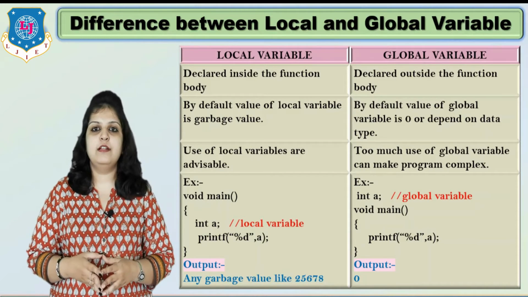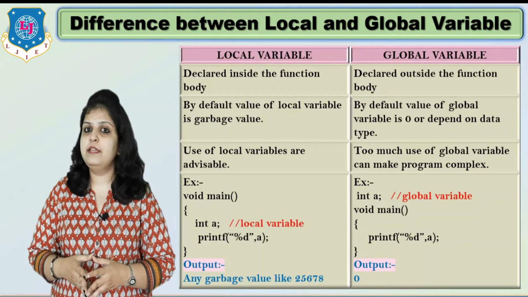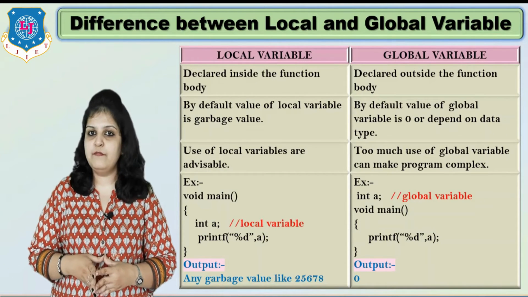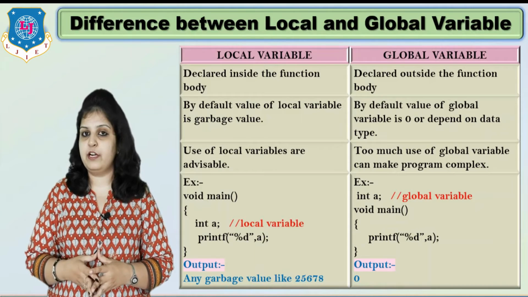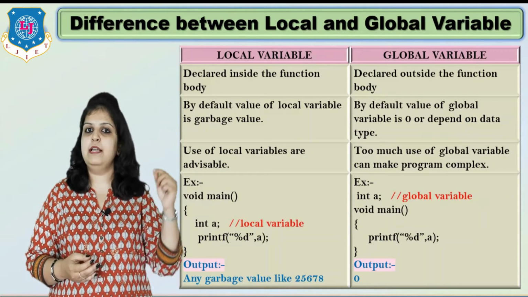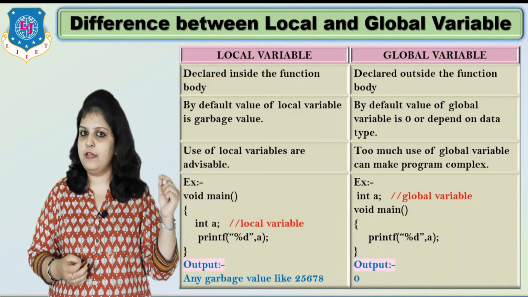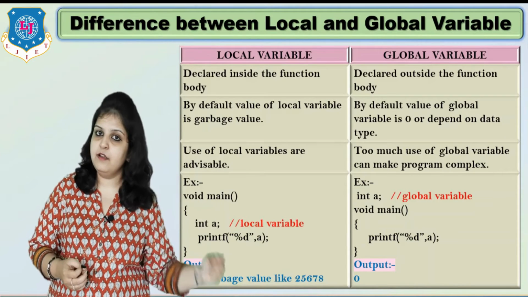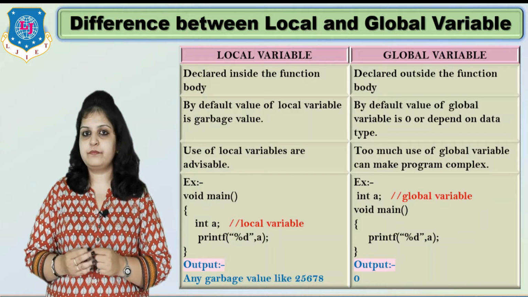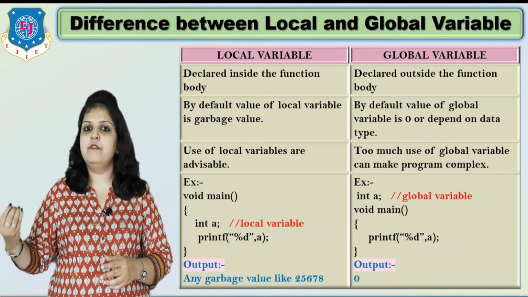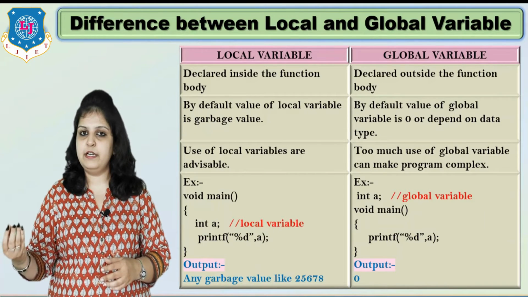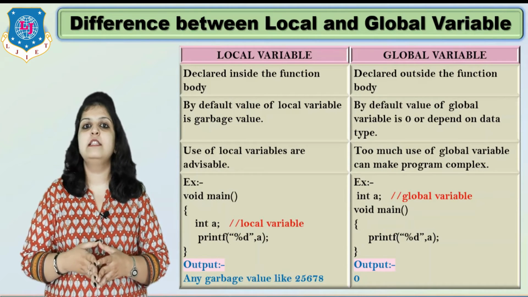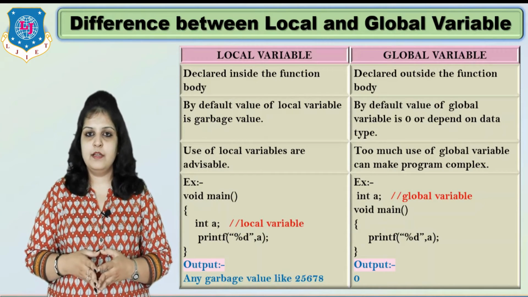Then the third difference is that use of local variables is advisable, and too much use of global variables makes a program difficult. Why? Because if I declare int a as a global variable and I use the same variable in 5 different functions, then when the value of the variable is updated, it will become complex to understand. That's why always use local variables.